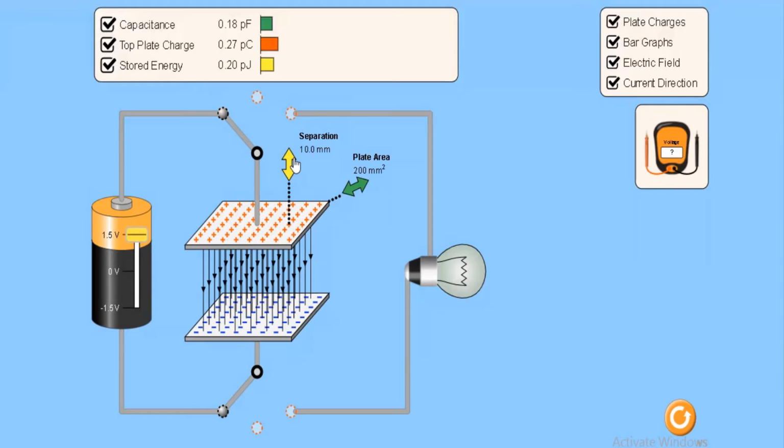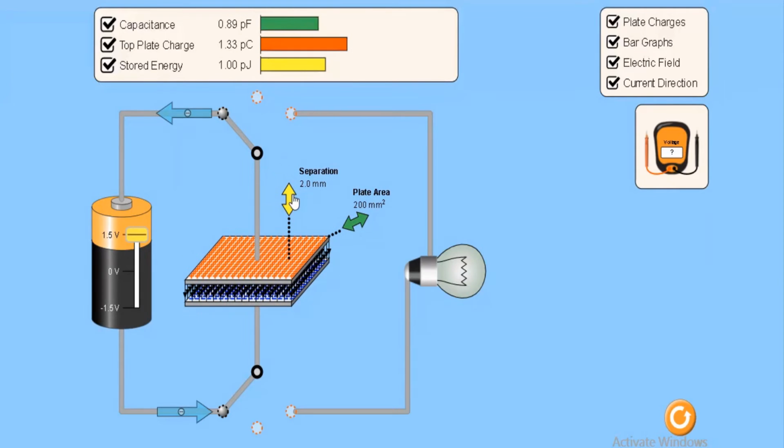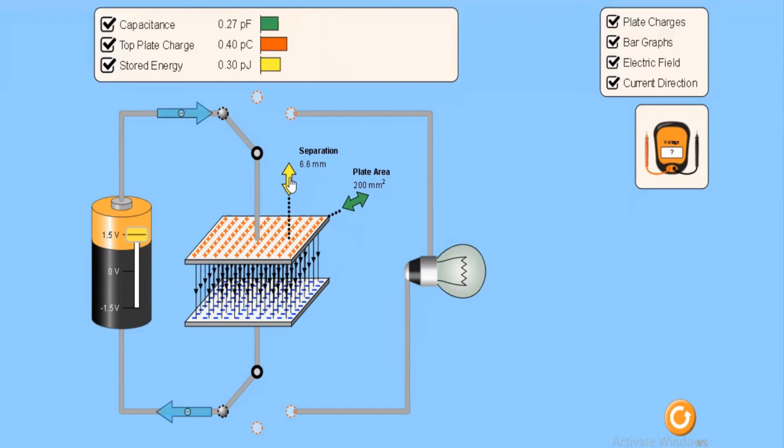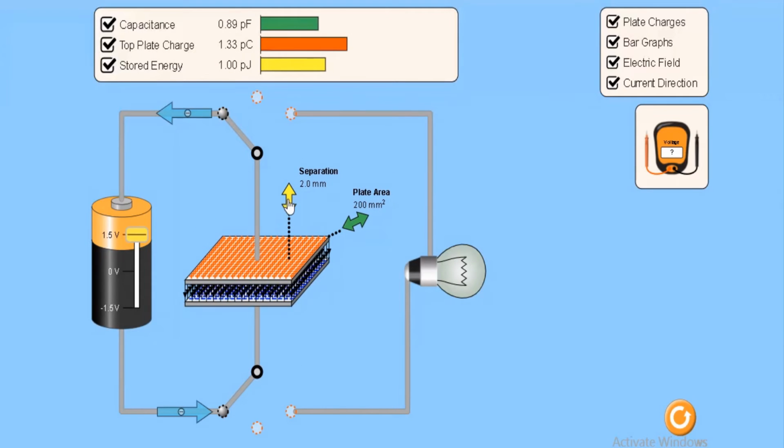So, in conclusion, habang lumalayo yung distance from the two plates, bumababa yung charge and energy and also the capacitance. But then, kapag lumalapit yung two plates from each other, tumataas naman yung stored energy, plate charge, and capacitance. Ma-observe nyo naman dito, kapag nilayo natin, umuunti yung charges, at kapag nilalapit natin, tumataas yung charges.